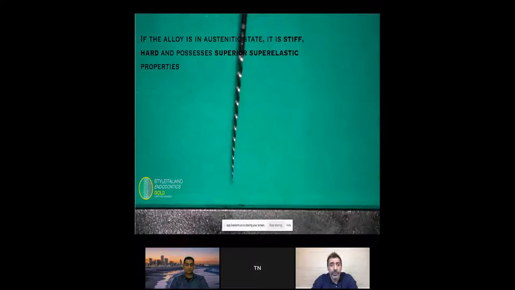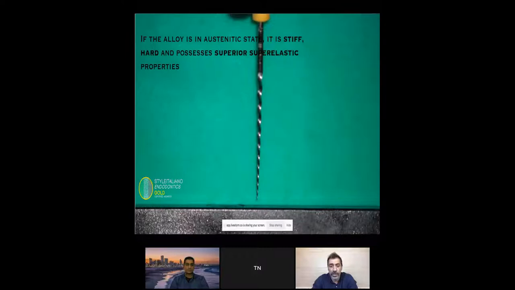It's an austenite state file. You can see it's stiff, it's hard, and it's super elastic. So when you put some pressure on it, it's going to change shape. It's super elastic, but it will come back to the original shape. So when you are using such files, and you have a big caliber, a big diameter foramen, and you are trying to get a big taper, it has a tendency to alter the trajectory of the canal and will give a less centered preparation.